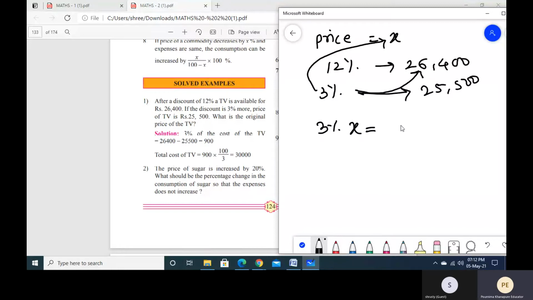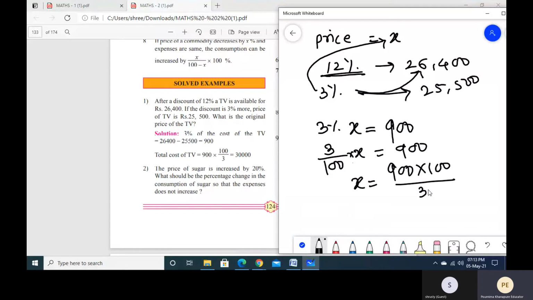We just need to find the difference, which gives us 900. We are not going to deal with this 12%, because directly we have 3%. 3% means 3 upon 100 into X, that is 900. Just shift 3 and 100 to that side. So 900 into 100 upon 3. 3 ones are 3, 3 nines are 27. So that gives 30,000 as its price.